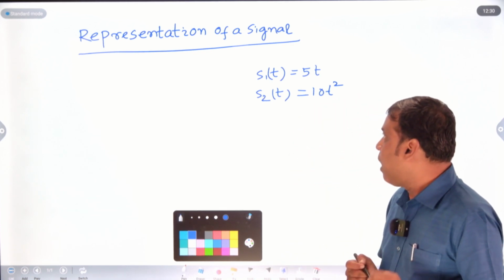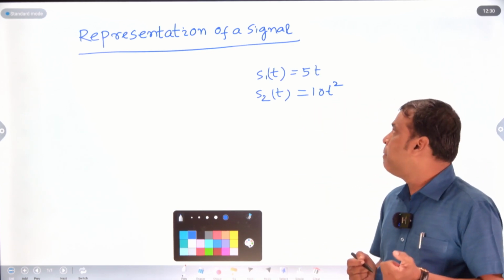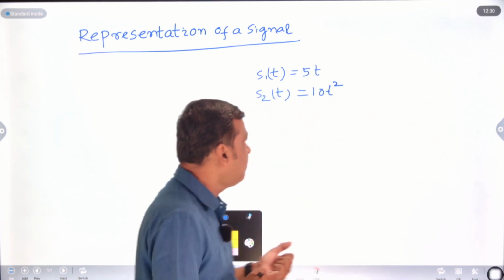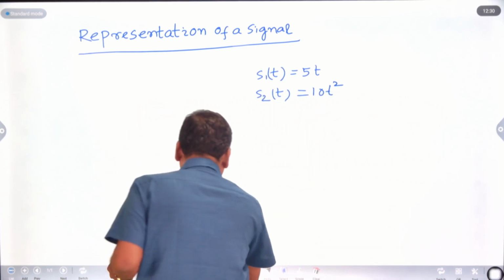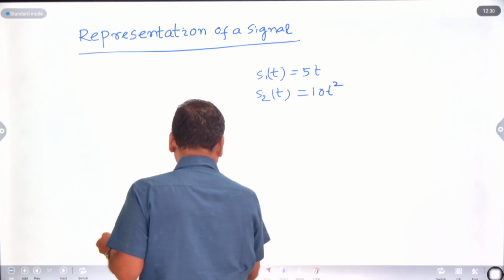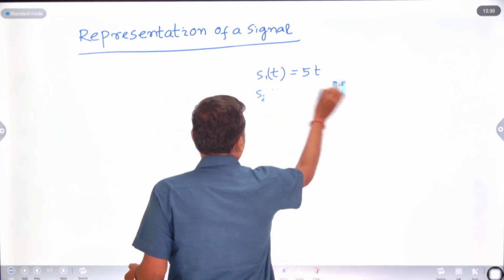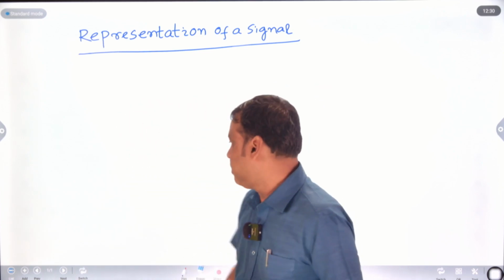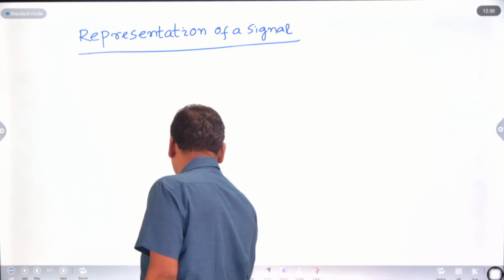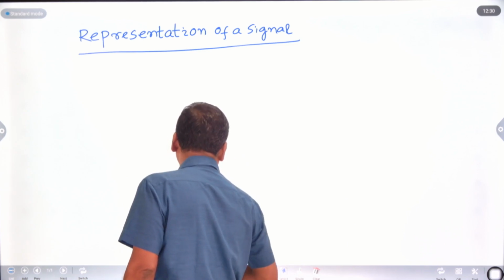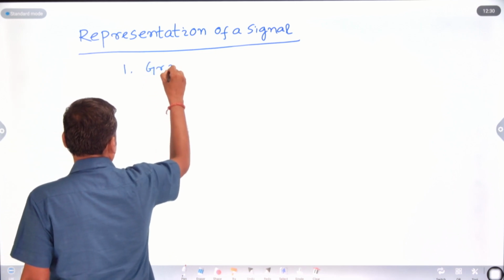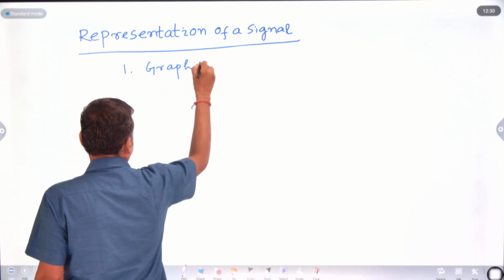Now today, how will you represent the discrete signals? There are so many methods to represent the discrete signals. Here, how will you represent the discrete signals or digital signals? There are four types of representation of discrete signals or digital signals as far as digital signal processing is concerned. So first one is your what? That is your graphical representation.